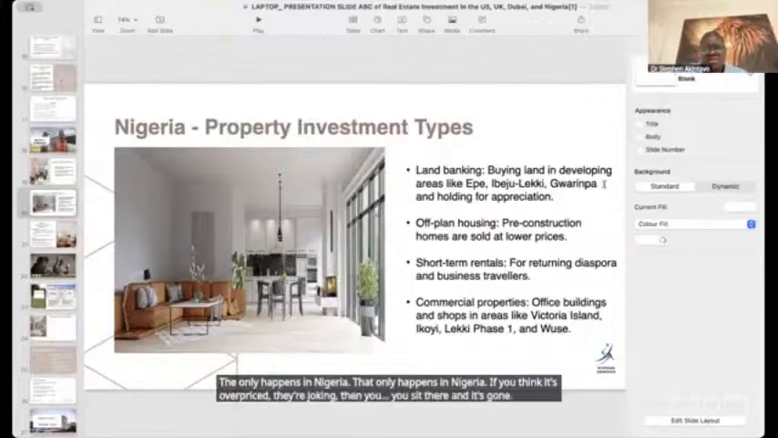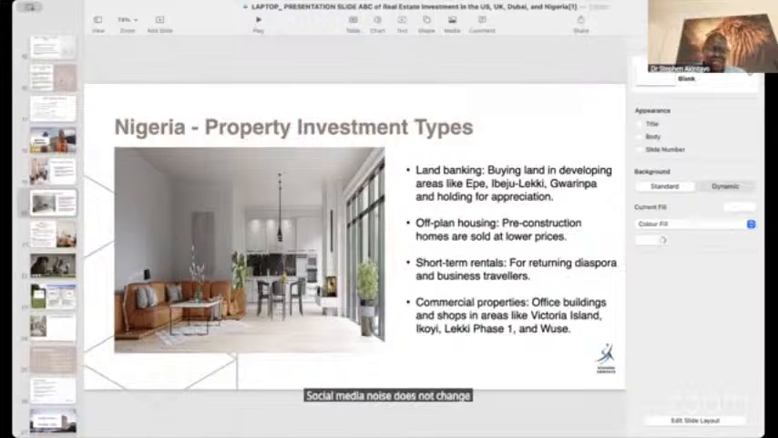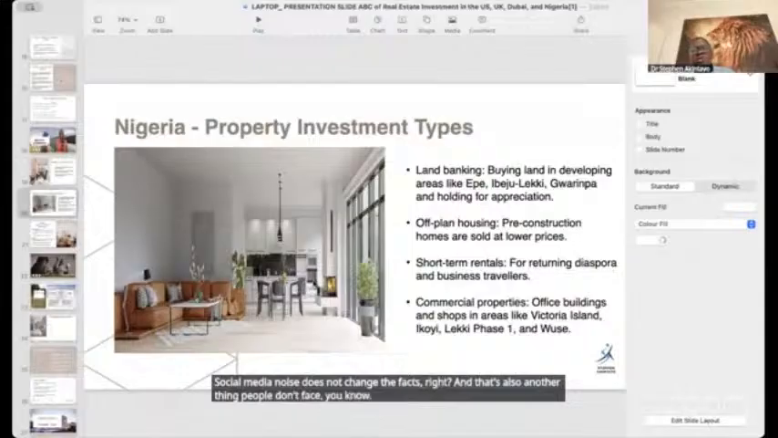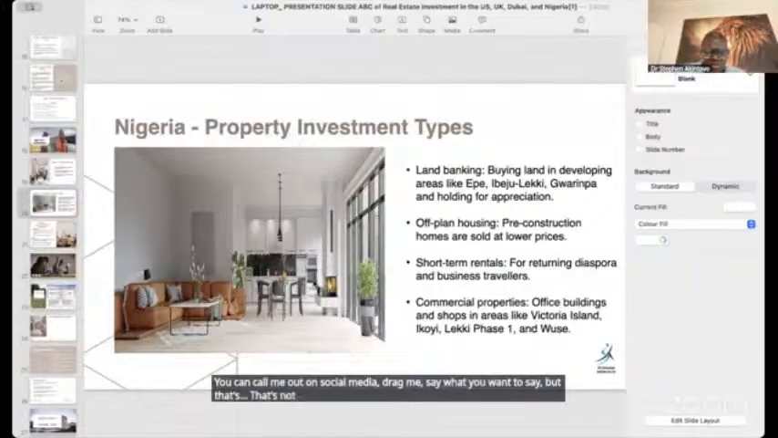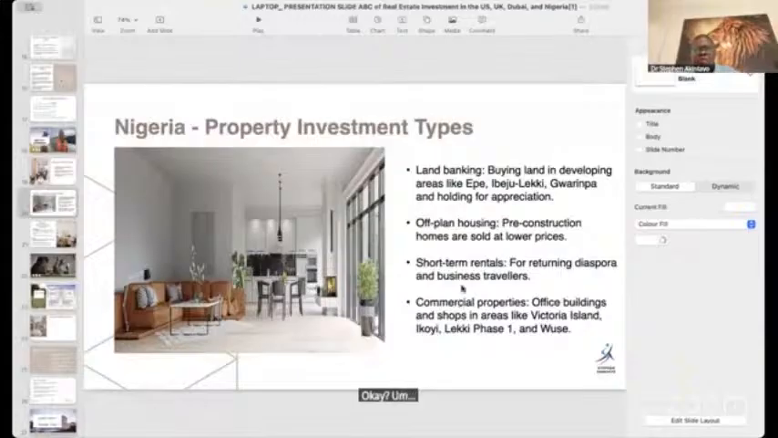Social media noise does not change the facts, right? And that's also another thing people don't face. You can call me out on social media, drag me, say what you want to say, but social media is not the real world. Okay? So land banking is number one.